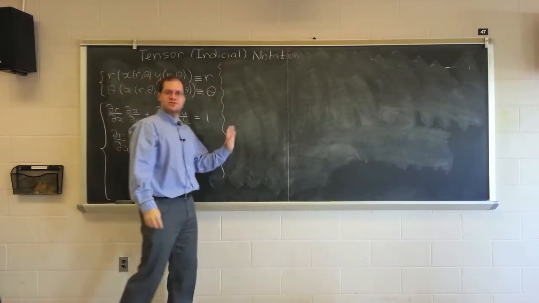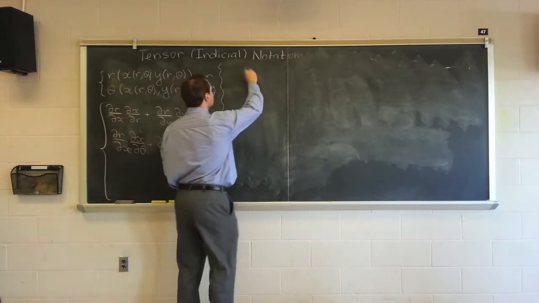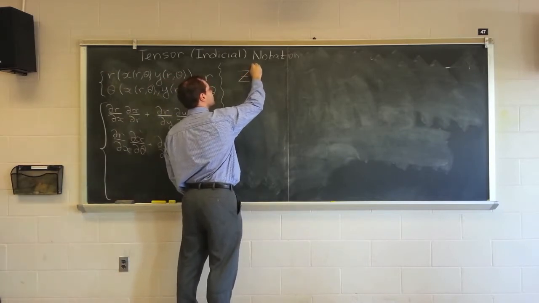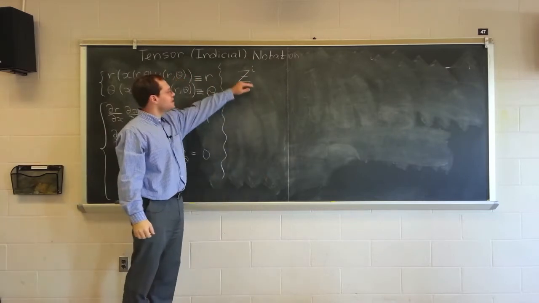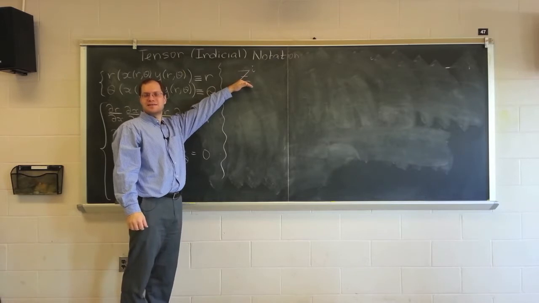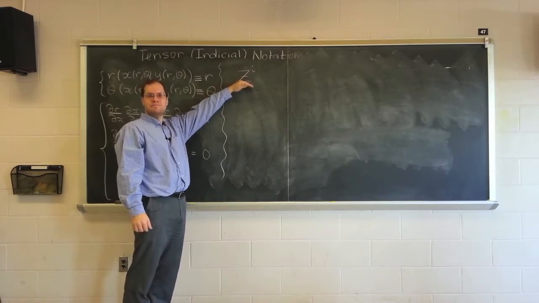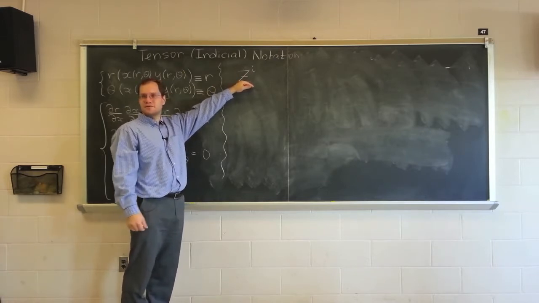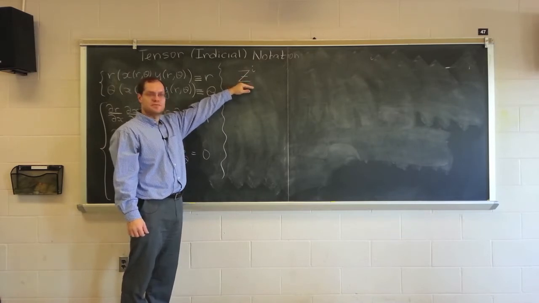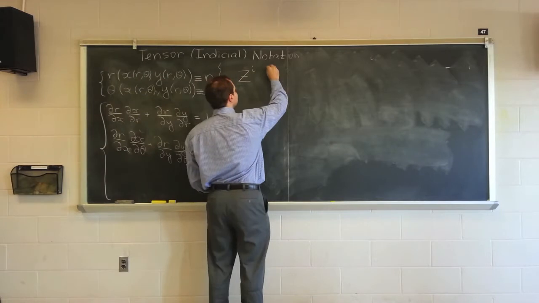So let's see. We have to introduce a little bit of notation. We have 2 sets of variables. Z^i, I'm going to call them the old variables. These are x and y. So z1 is x, z2 is y, z3 is z, if you want. These are the old variables. The new variables are denoted by z^i prime.